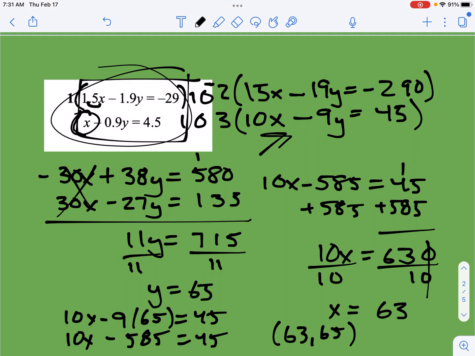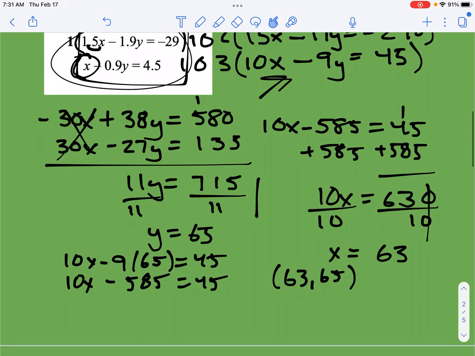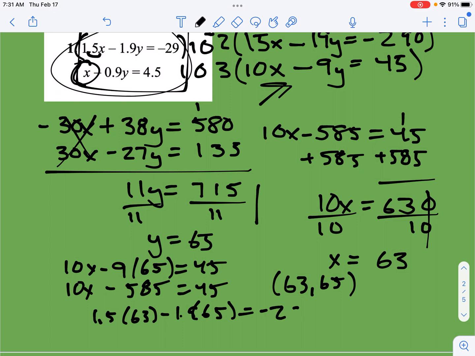And if I go through and I put it in this top one, hopefully it will return that same value for me. So let's do that really quick. And this is where I'm definitely going to use a calculator, right? Because I'm going to actually put it in the top one with the decimals. All right, so we have 1.5 times 63 minus 1.9 times 65 equals negative 29.